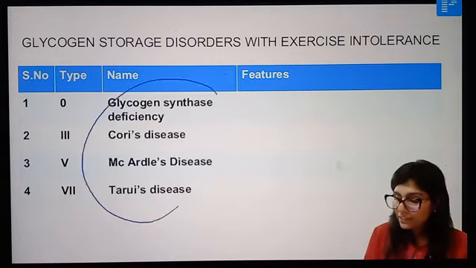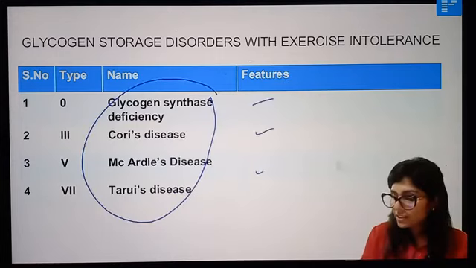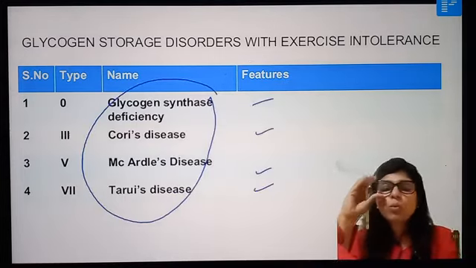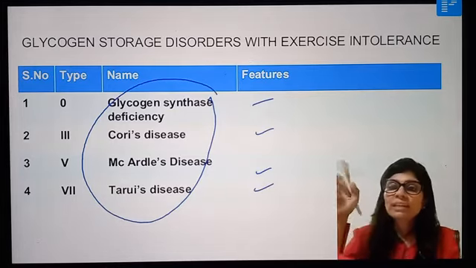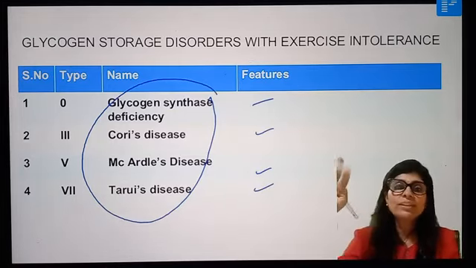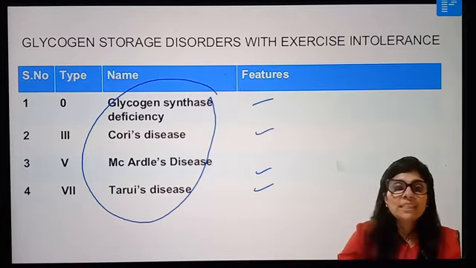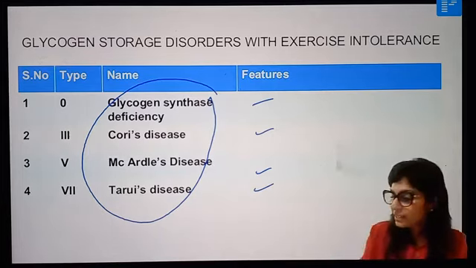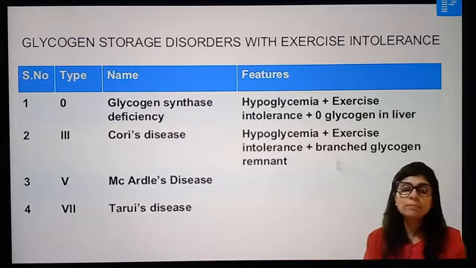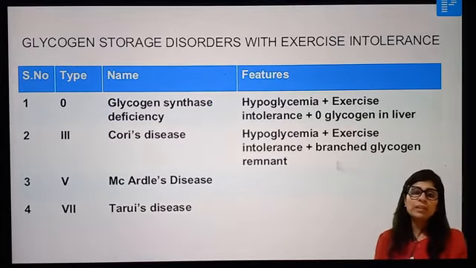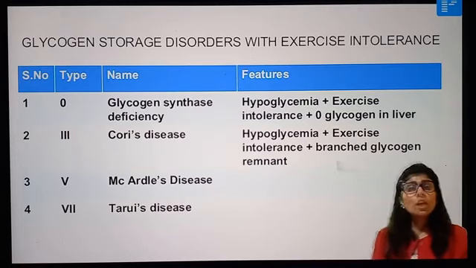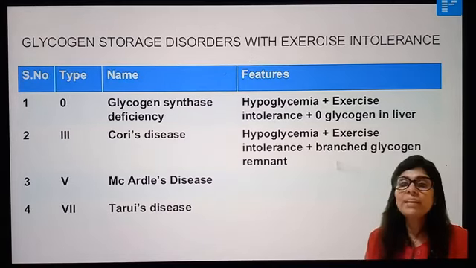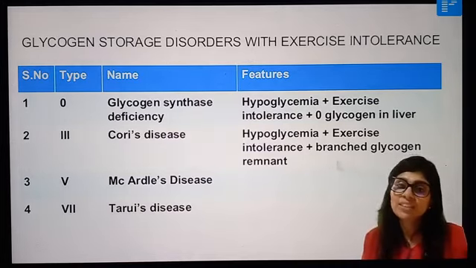Because you know these facts, you will know the features. Can you start telling me what you will see in the first two? Type 0 and type 3 we have already discussed. Glycogen synthase deficiency or type 0 presents with both fasting hypoglycemia and exercise intolerance. Liver biopsy reveals 0 glycogen. Cori's disease, hypoglycemia and exercise intolerance. Liver biopsy reveals branched glycogen or limit dextrin.